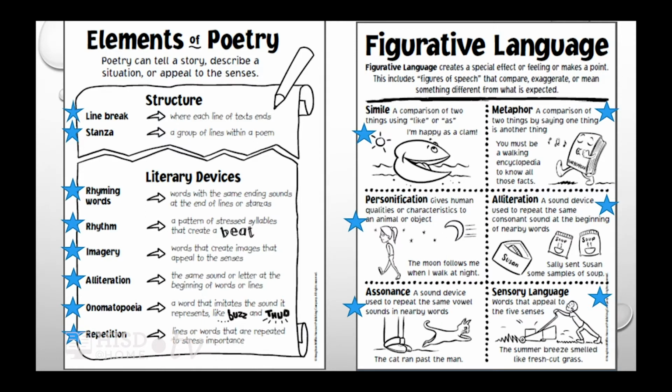Here are some literary devices that are found in poems. We have rhyming words. Rhyming words are words that have the same ending sounds at the end of lines or stanzas. You will also find rhythm. Rhythm is a pattern of stressed syllables that create a beat. We also have imagery. That is when words create images that appeal to our senses.